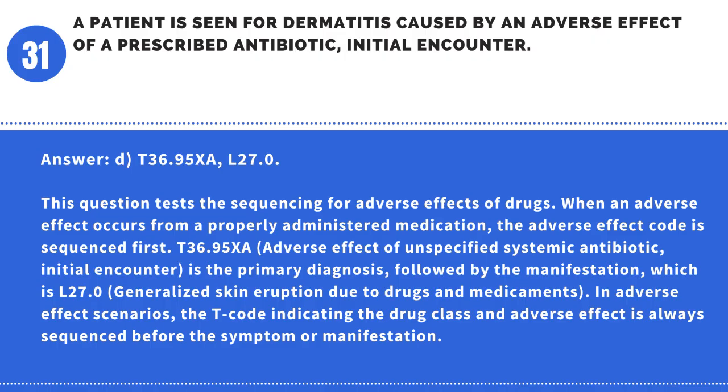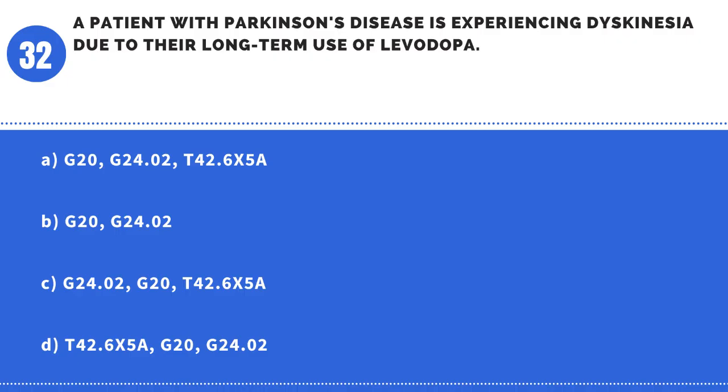This question tests the sequencing for adverse effects of drugs. When an adverse effect occurs from a properly administered medication, the adverse effect code is sequenced first. T36.95XA, adverse effect of unspecified systemic antibiotic, initial encounter, is the primary diagnosis, followed by the manifestation, which is L27.0, generalized skin eruption due to drugs and medicaments. In adverse effect scenarios, the T-code indicating the drug class and adverse effect is always sequenced before the symptom or manifestation.